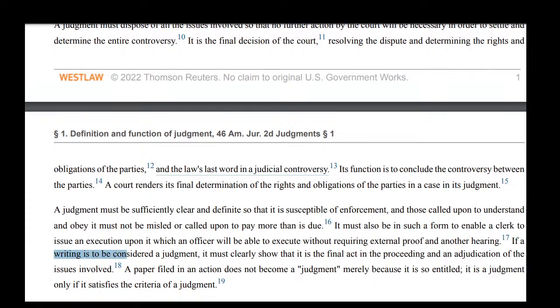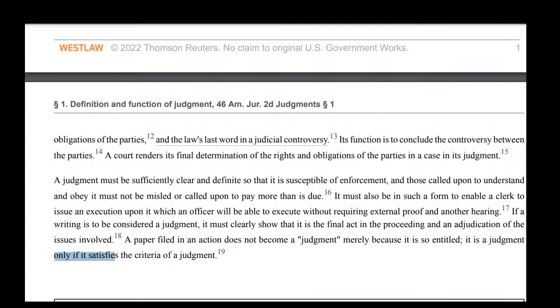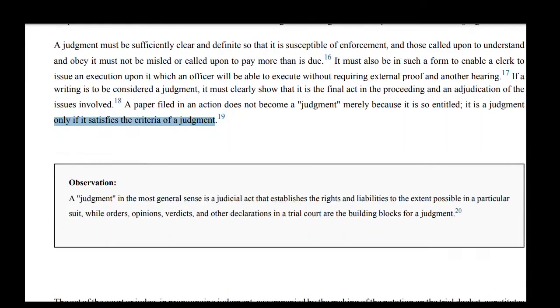If a writing is to be considered a judgment, it must clearly show that it is the final act in the proceeding and an adjudication of the issues involved. A paper filed in an action does not become a judgment merely because it is so entitled. It is a judgment only if it satisfies the criteria of a judgment. Right? Sufficiently clear and definite. All these criteria that we went over here. Just because they called it a judgment doesn't mean it's a judgment. It doesn't become one just because of a name. Only if it satisfies the criteria of a judgment. And that's from footnote 19.